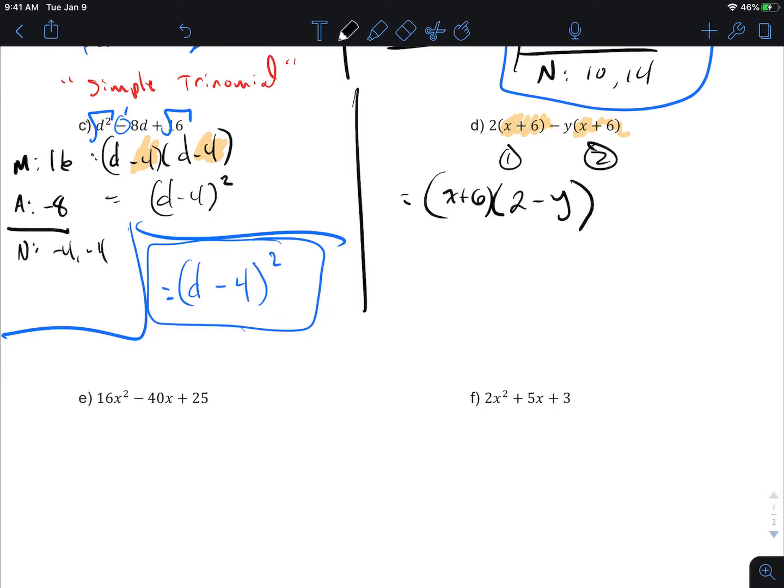It's that easy. Yes? There's nothing else to be done. Yes, Aiden? You put that 2 inside the bracket. You always put it this way. You could put negative y plus 2 if you wanted to. I just like reading things left to right as they are.